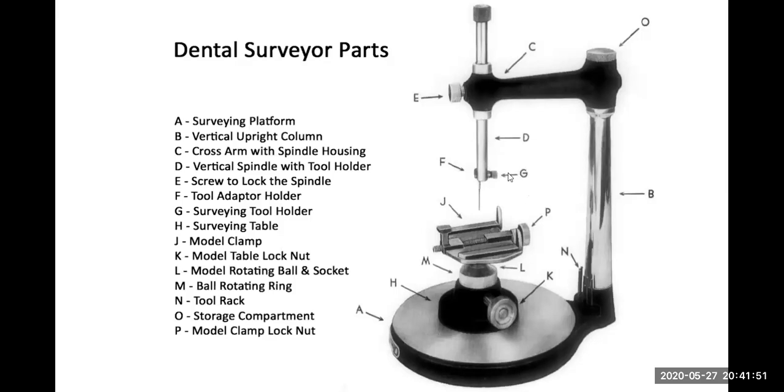Then the G, which is another knob there, helps you to unscrew and insert the tool that you want to use. Which tool do you want to use? Once you unscrew the G, then you can place it in there or remove the one you don't want. These are very important parts of a surveyor that help you to use the surveyor and do your survey.